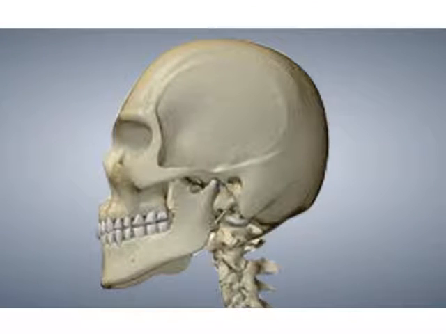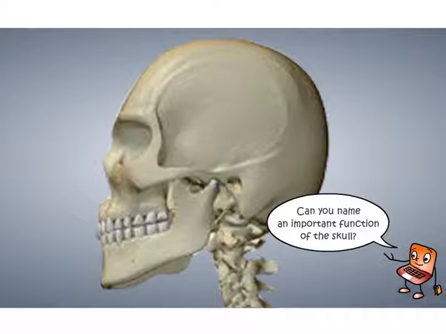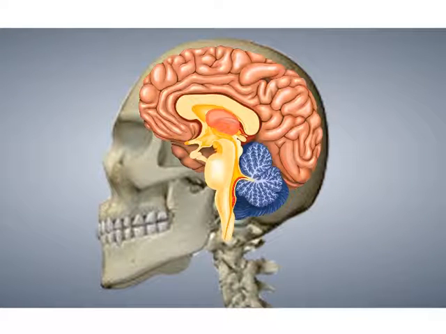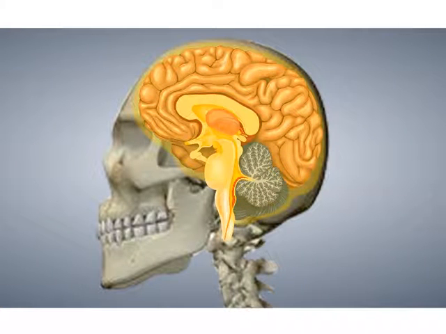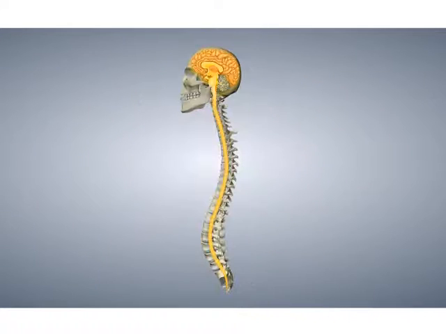In lower classes, when you studied about the bones and joints, you learned about the skull. Can you name an important function of the skull? Yes, the skull protects the brain. The brain sits inside a bony box. Inside the box, the brain is contained in a fluid-filled balloon which provides further shock absorption. Recall the backbone or the vertebral column. It protects the spinal cord.